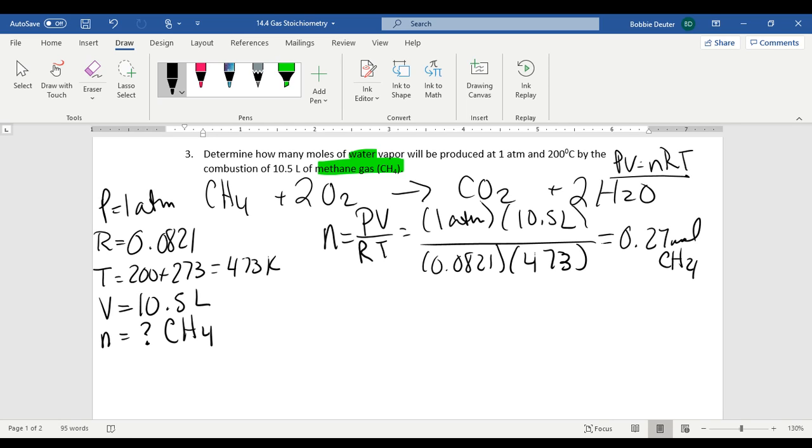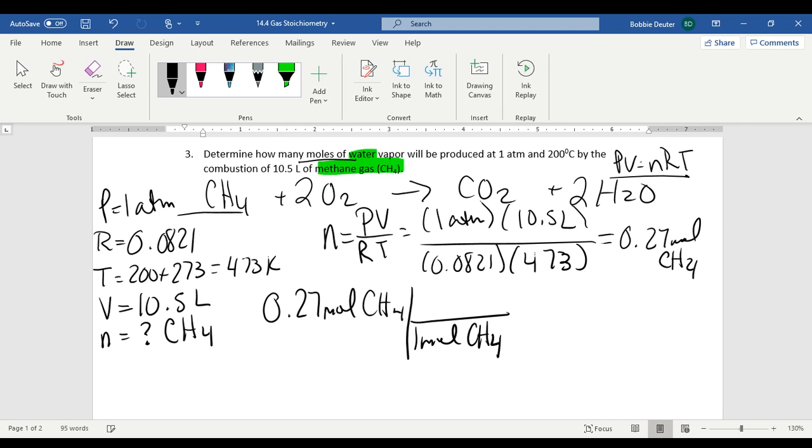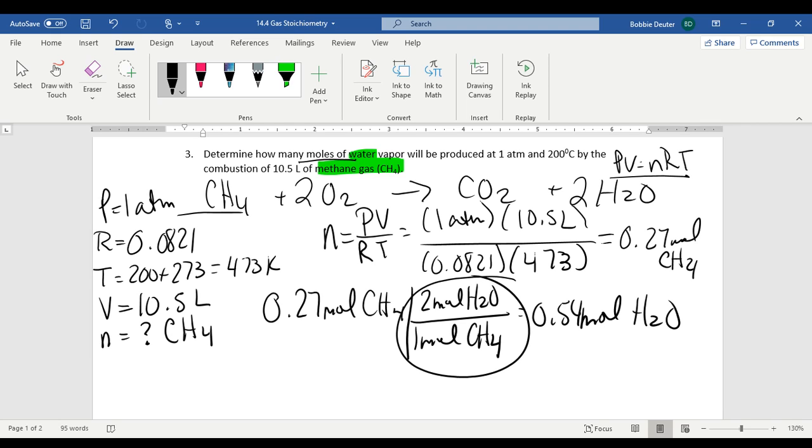So now what do we do with moles of methane? Well, we already know that if we have 2.7 moles of methane, we can convert that into moles of water by using our balanced chemical equation. In this case, we have 1 mole of methane. We have 2 moles of water, which gives us 0.54 moles of water. Remember, this is the molar ratio that comes from the balanced chemical equation, so we should know where that's at already.